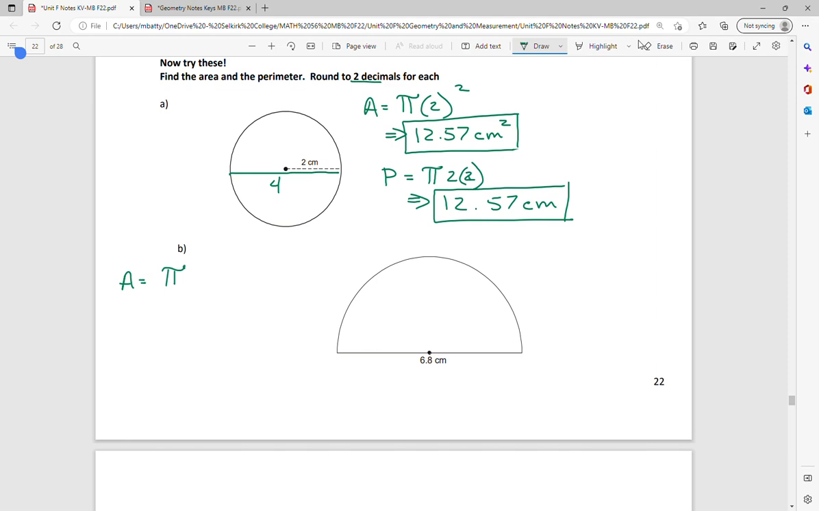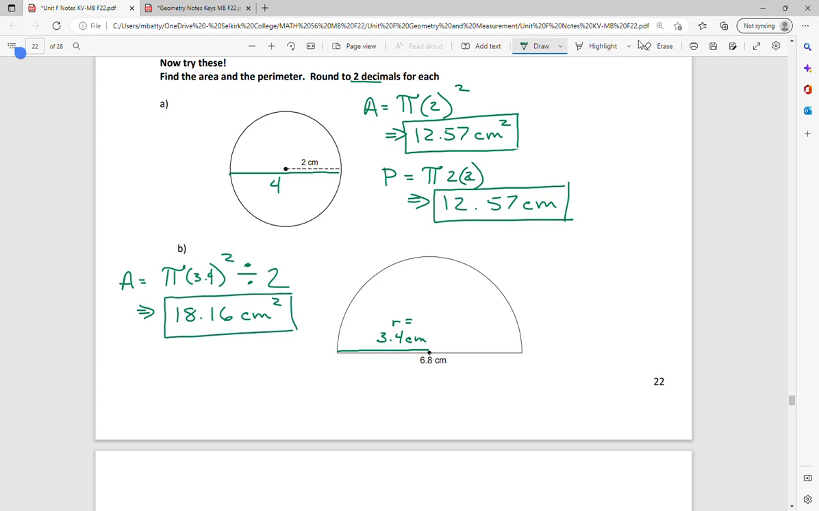I don't have r, I have d. So radius would equal half of this. So that's 3.4 centimeters. I like kind of doing it on here rather than all in the equation. So I'd have 3.4 squared. And then I only have half a circle, so I'm going to take the whole thing and divide it by 2 on my calculator. You could put it all over 2 or just throw this in your calculator as you go. If I round to 2 decimals, I get an answer of 18.16 centimeters squared for my area.